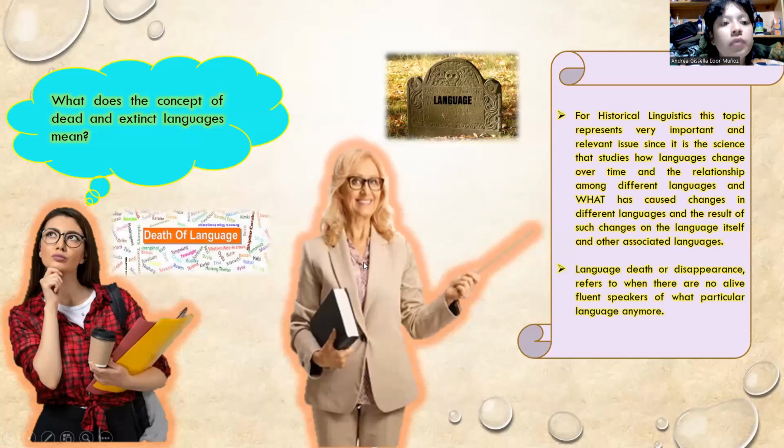What does the concept of dead and extinct languages mean? For historical linguistics, this topic represents a very important and relevant issue, since it is the science that studies how languages change over time and the relationship among different languages, and what has caused changes in different languages and the result of such changes on the language itself and other associated languages. Language death or disappearance refers to when there are no alive fluent speakers of a particular language anymore.